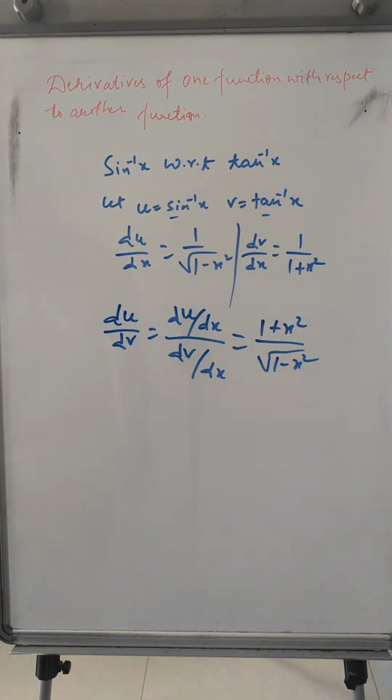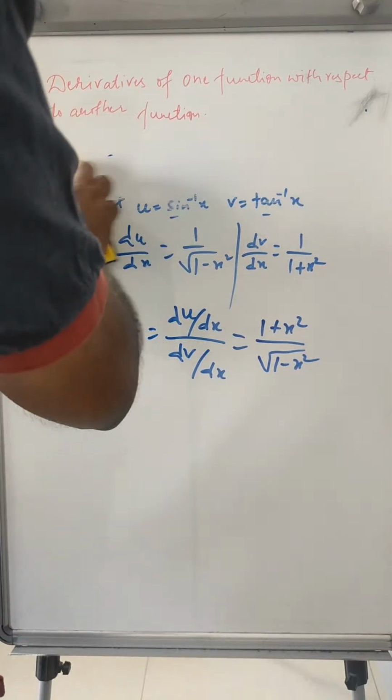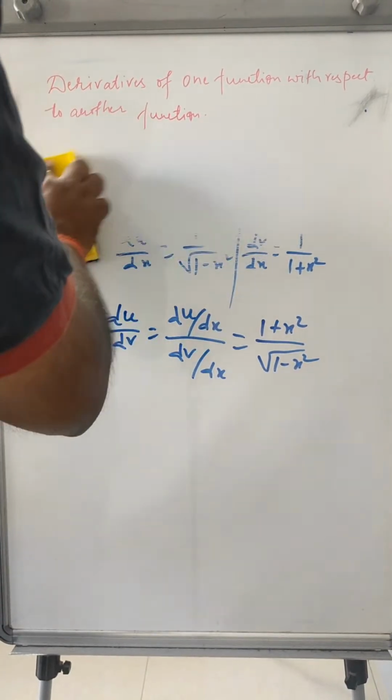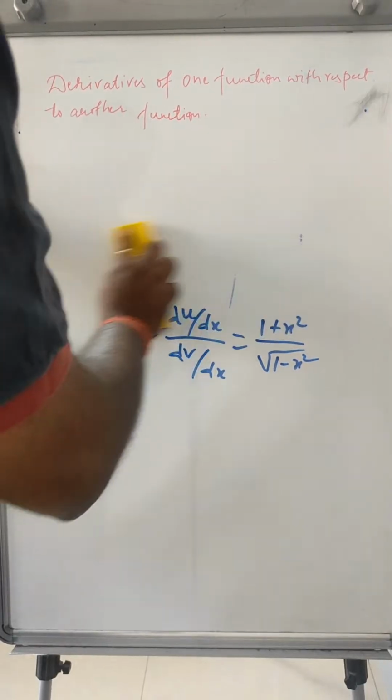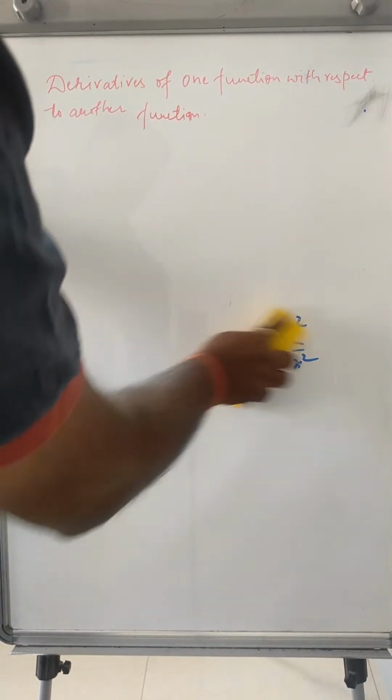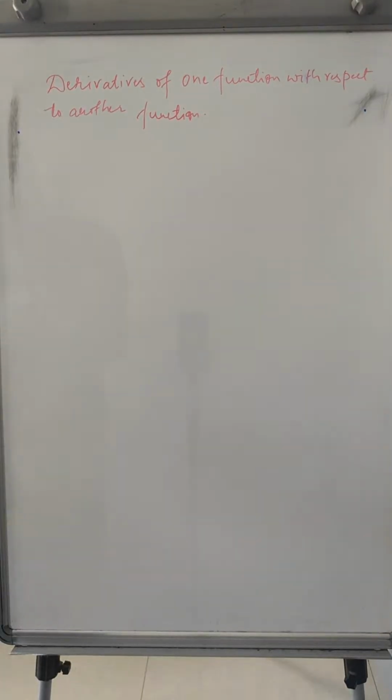Okay, so I hope this is clear. There is no issue, no confusion. Okay, so this is fine. This was the third problem which I have explained, correct? Now we'll solve another one. Fourth problem. Okay, this fourth problem is little tricky.